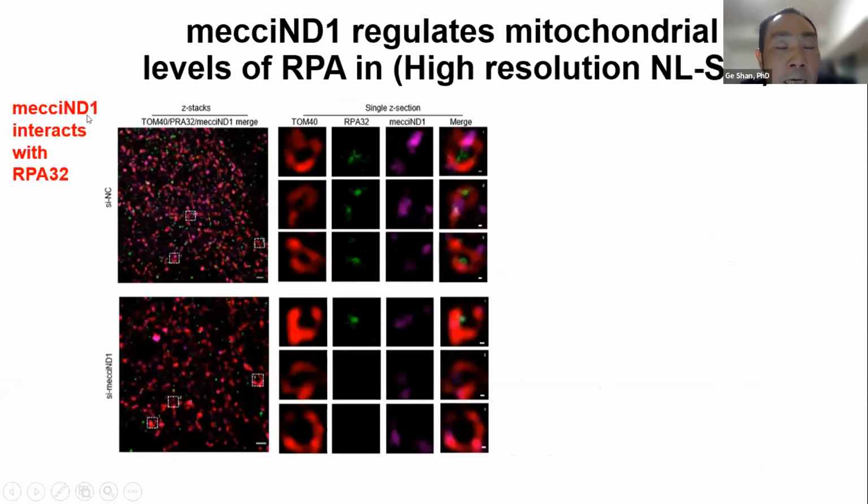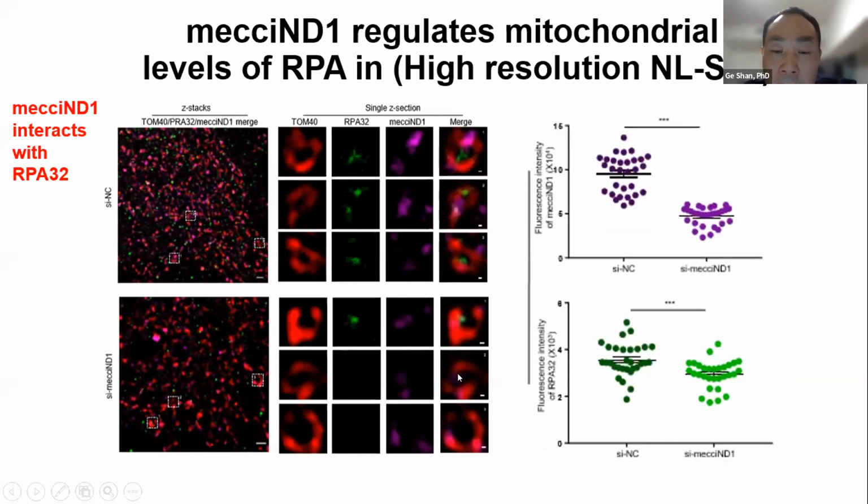For one MecciRNA, we found that it interacts with this protein. By high resolution microscope, we can see the localization of this MecciRNA, the purple, and the protein, and they co-localize inside the mitochondria. If we knock down the MecciRNA, the protein that interacts with it also shows a decreased level inside the mitochondria. The total level of this protein is unchanged.